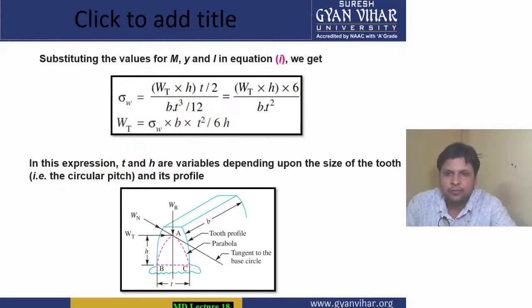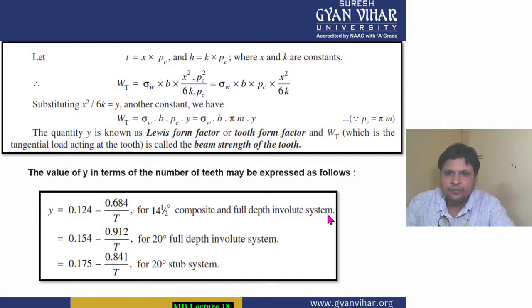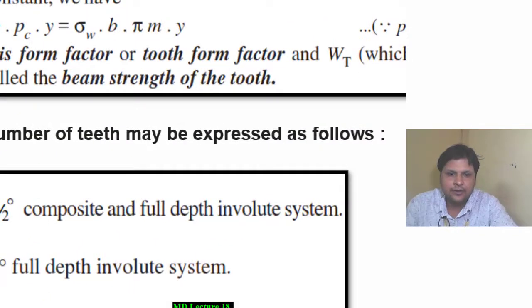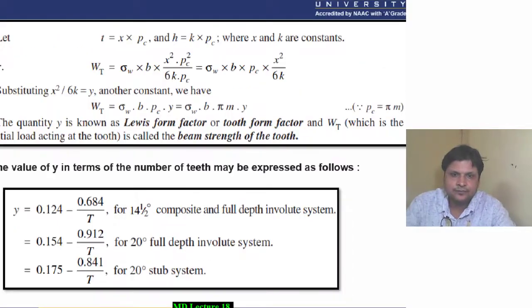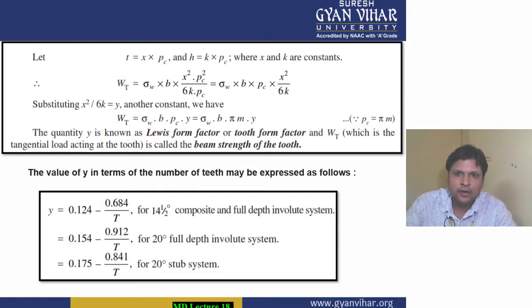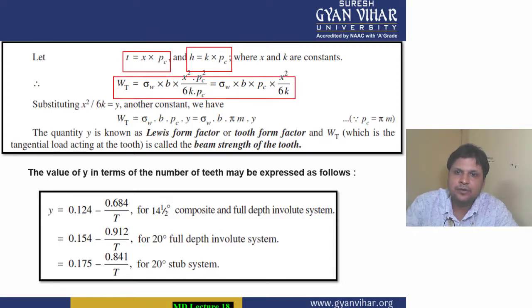So what we have done in this way, students, T is equal to XPC we have kept, alright, and H is equal to KPC we have kept, and finally we have got the expression equal to this. Now in this expression, students, you can see x square upon 6k is basically a constant, and we can write a single constant name for it. We are writing y in place of it.